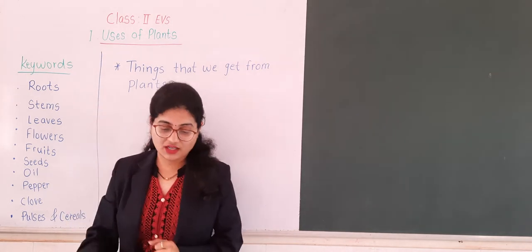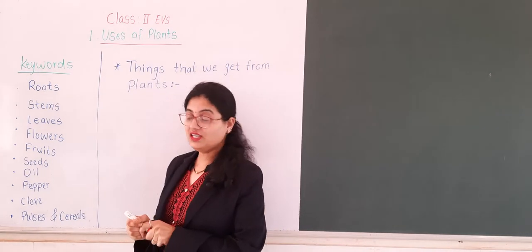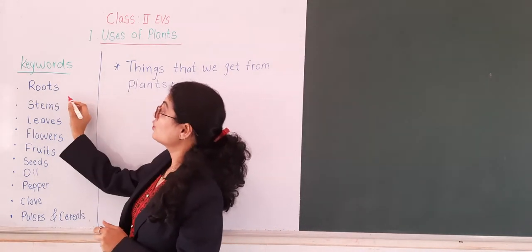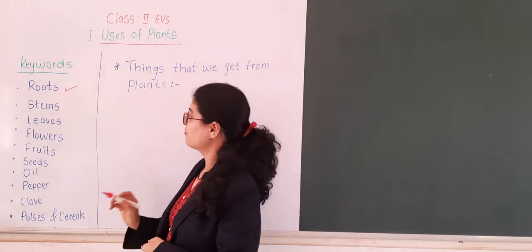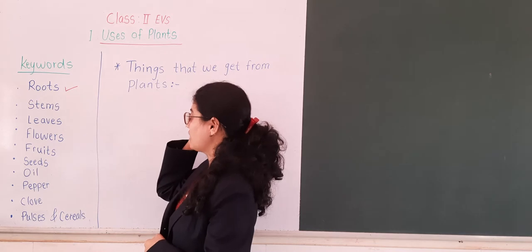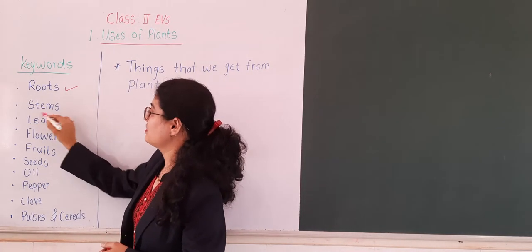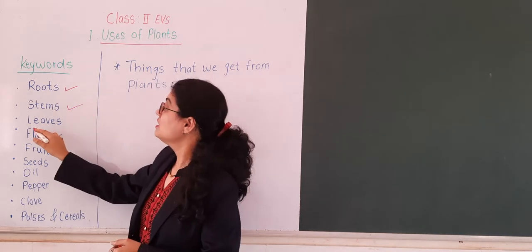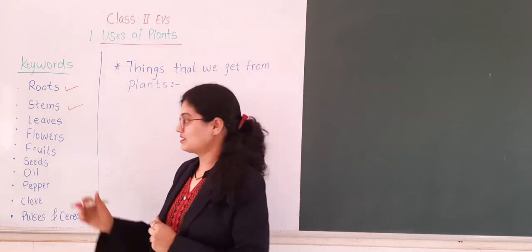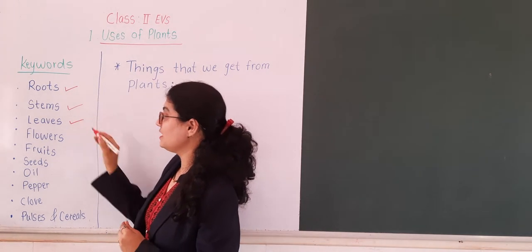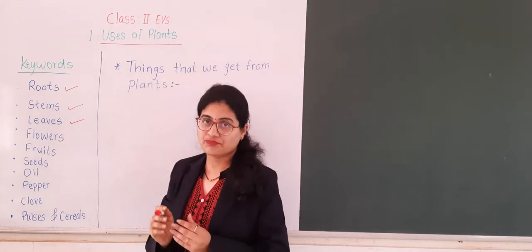So, the first keyword is roots. R-O-O-T-S, roots. Then, we have the next word, stems. S-T-E-M-S, stems. Leaves, L-E-A-V-E-S, leaves.